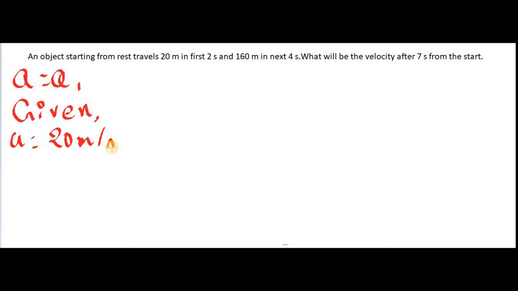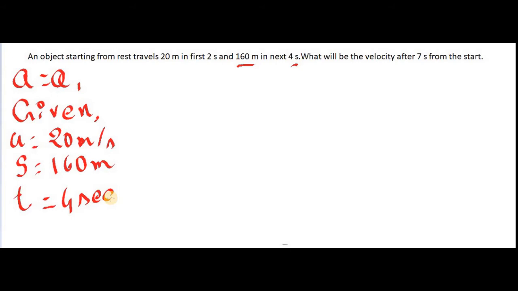And then the second thing that we would be writing is s, the distance. We have been directly given the distance, which is 160 meters, so we can directly write it. Then we have one more thing that we have got in the question, that is the time, which is 4 seconds. So t is equal to 4 seconds.